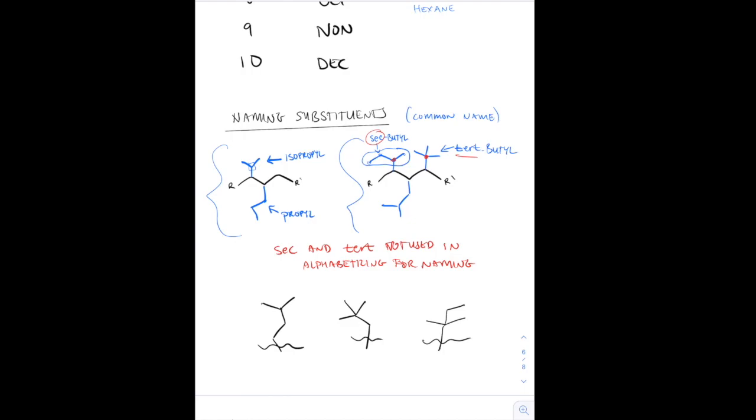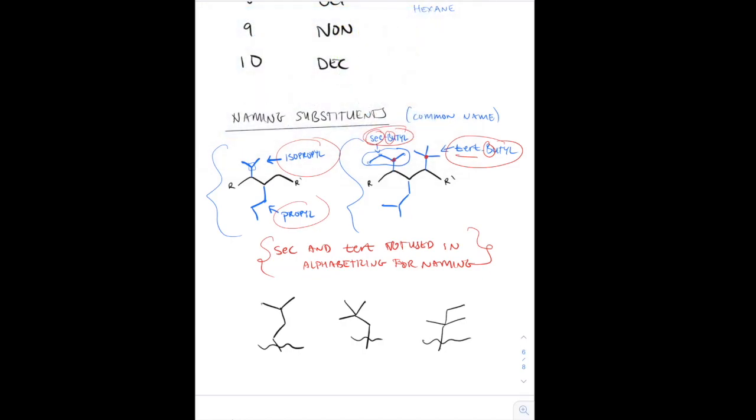But we know how to alphabetize things, right? If we wanted to put things in alphabetical order, we have this propyl group and an isopropyl group. Comparing these two, I comes before P, so we would put isopropyl first and then propyl. But if you look over here, we have a sec-butyl and a tert-butyl. Both of these will be classified as B. So we would put them before isopropyl as well as propyl because of this rule right here: sec and tert are not used in alphabetizing for naming. So therefore we just use the B in each of these.